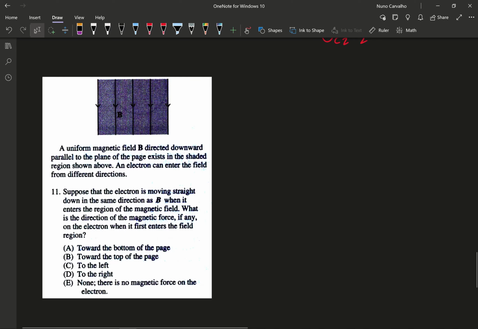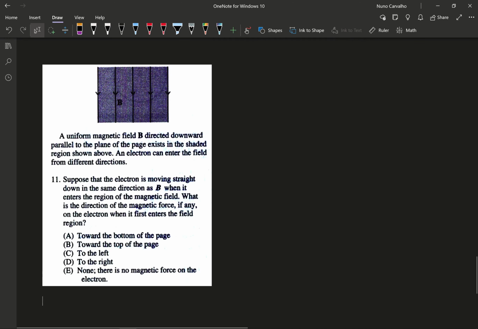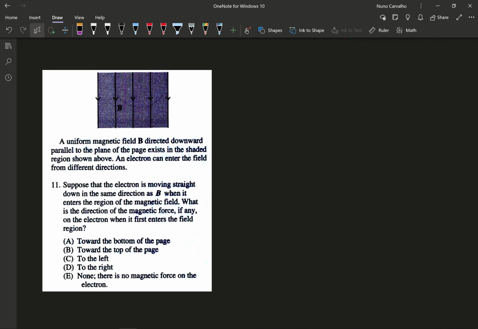We're told that a uniform magnetic field B directed downward, parallel to the plane of the page, exists in the shaded region shown above, and an electron can enter the field from different directions. So suppose that the electron is moving straight down in the same direction as B when it enters the region of the magnetic field. What is the direction of the magnetic force, if any, on the electron when it first enters the field? Okay, so if we have an electron entering in the same direction as B, it's actually not going to feel any electric or magnetic force.